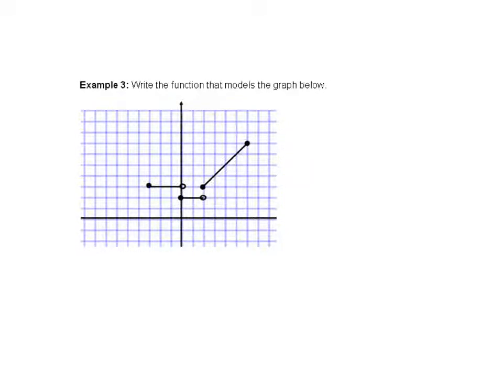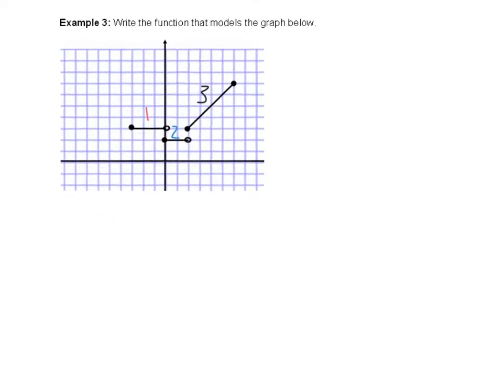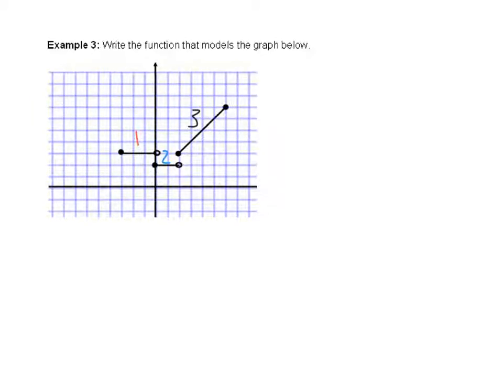Let's go backwards. I'm going to color code this again. I'm going to call this piece number 1. I'll call this piece number 2. I'll call this guy piece number 3. I'm trying to write a piecewise function that has 3 pieces to it. So here's how you set this up. I'm going to have 3 pieces. So I have my f of x equals, big curly bracket there.